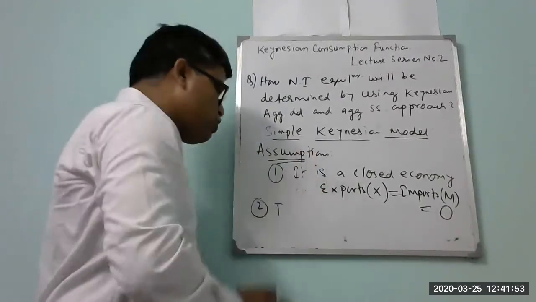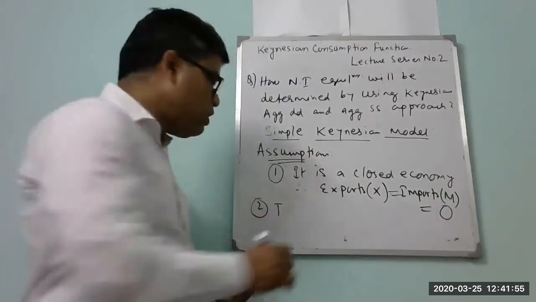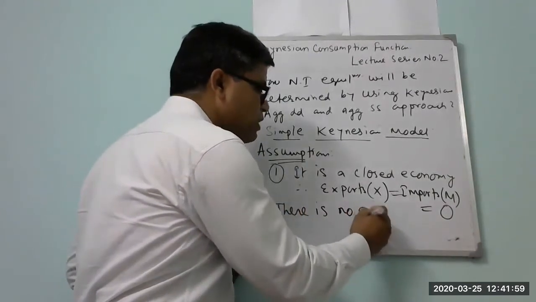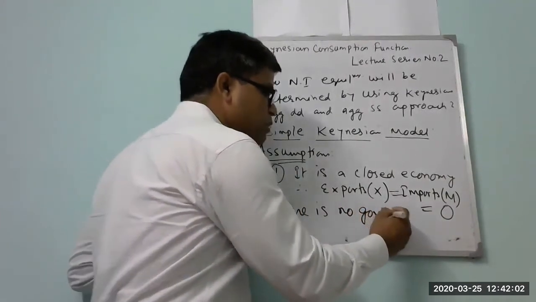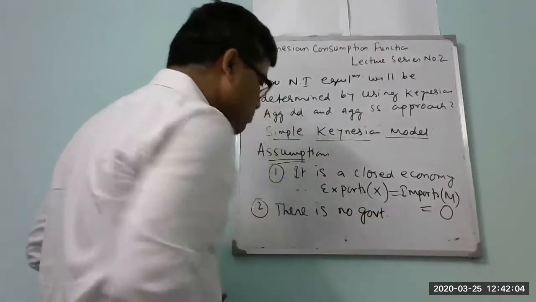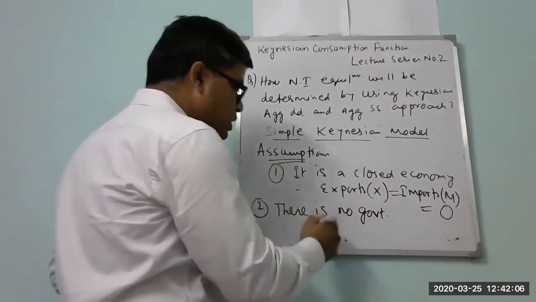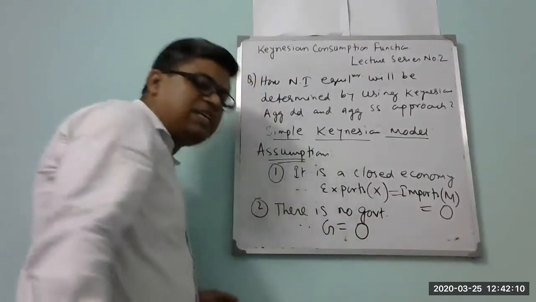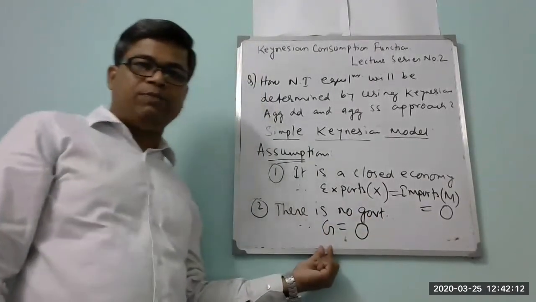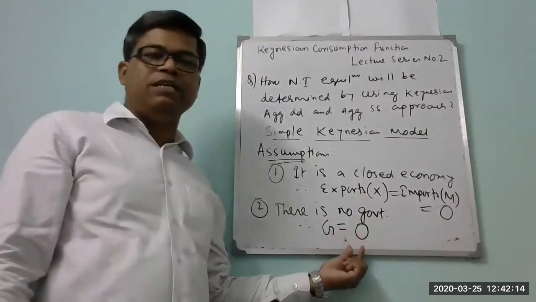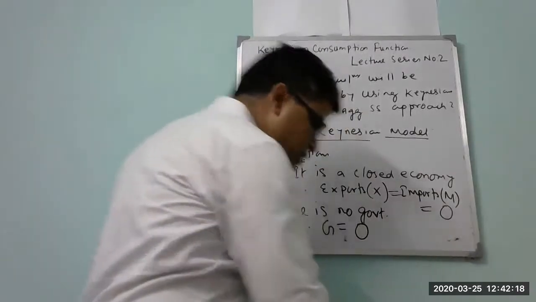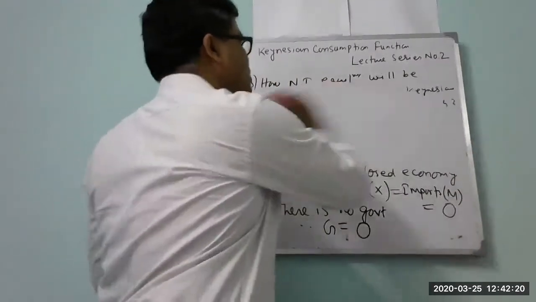So for understanding purposes, initially we will consider a very simplified model: a closed economy without any government. There is no government activity present. Therefore the government expenditure, represented by G, will be zero. This is our second assumption.